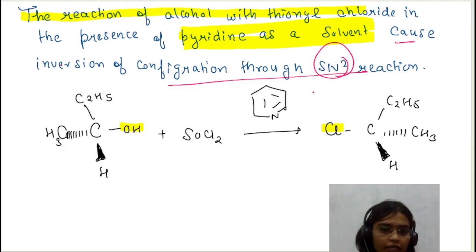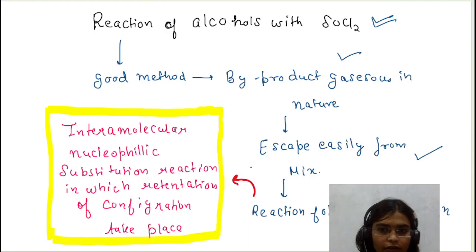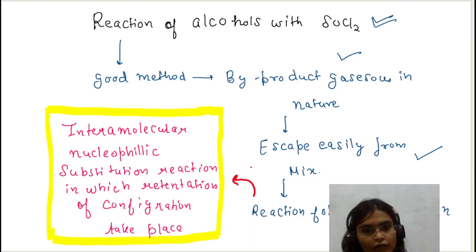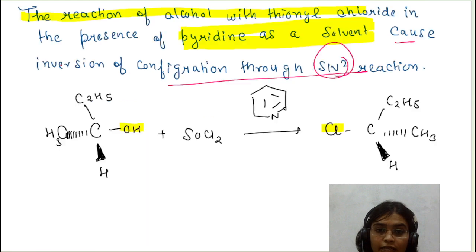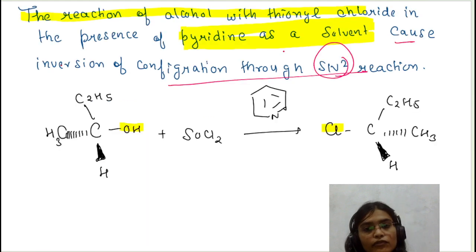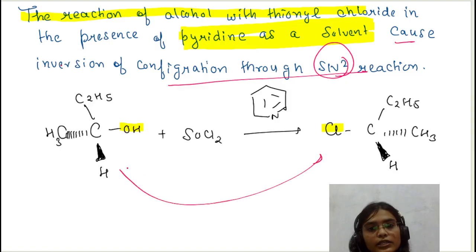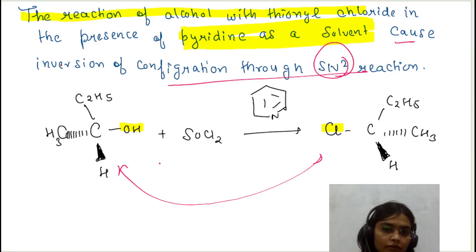Maybe you're not getting it, ma'am. Listen, if you go back here, what is written? In this reaction, we have to follow the SN1 mechanism, which means retention of configuration takes place. But on the other hand, if in the same reaction you are using pyridine as a solvent, the same reaction follows the SN2 mechanism, and now the formation of this kind of product takes place. It's an inversion of configuration.